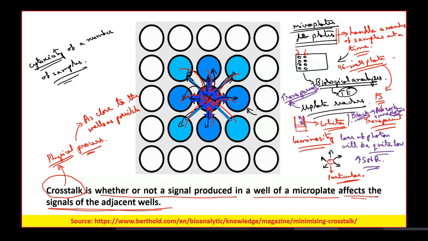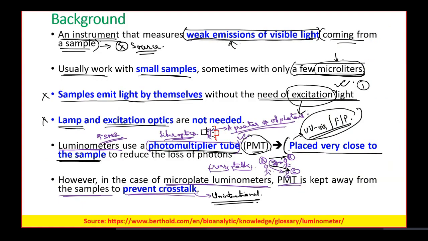Sir, but the last line was that we should keep the detector away from the sample in case of microplates. No, no, no, no, no. If you see, initially I told you, you got it wrong. Initially, you had this detector over here, and then you placed it close by.